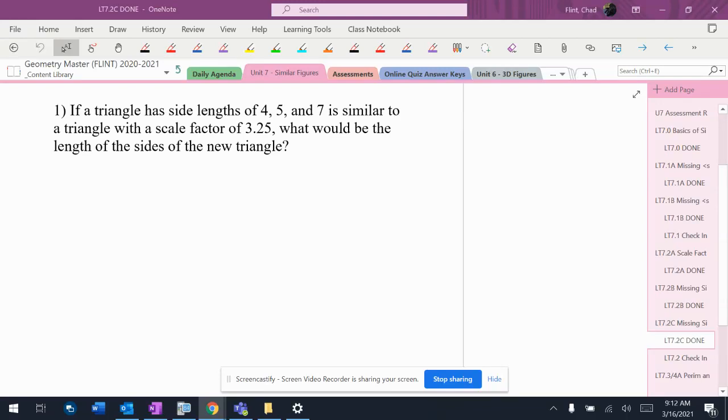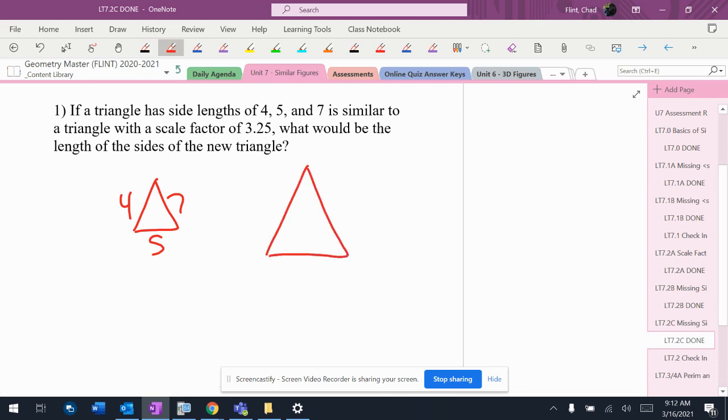All right, so here we have a problem that has no picture, and it gives us the length of the three sides of a triangle, and it says it's similar to a triangle with a scale factor of 3.25, but with the lengths of the new sides of the triangle. So this is a little bit confusing in terms of there's no picture. So I'm going to draw one. I'm going to draw a little triangle here and make it 4, 5, and 7.